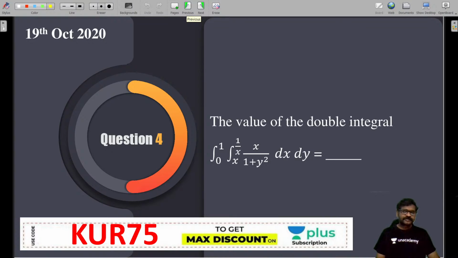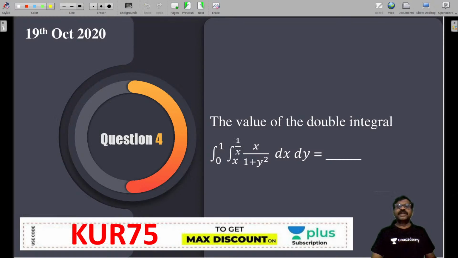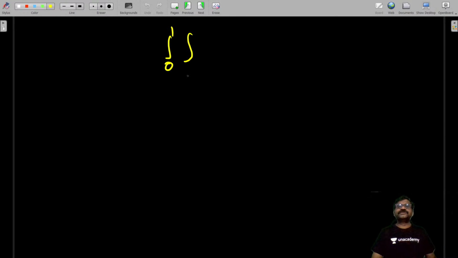Next problem. The value of the double integral 0 to 1, x to 1 by x, of x by 1 plus y square, dy dx. The given integral is integral 0 to 1, integral x to 1 by x, of x by 1 plus y square. x and 1 by x are limits of y. That's why dy, then dx.